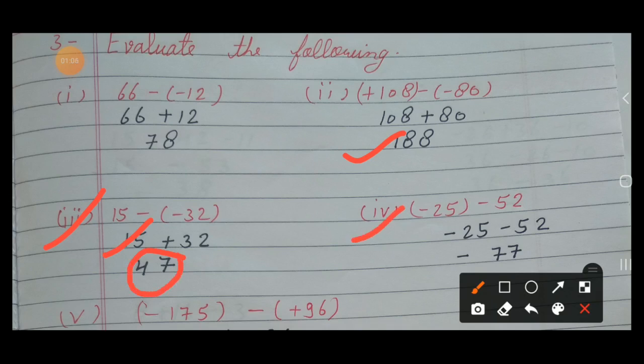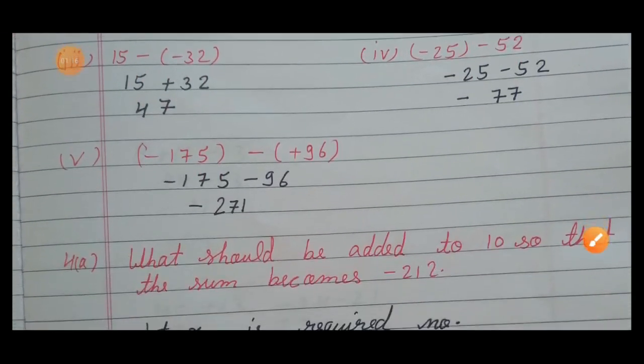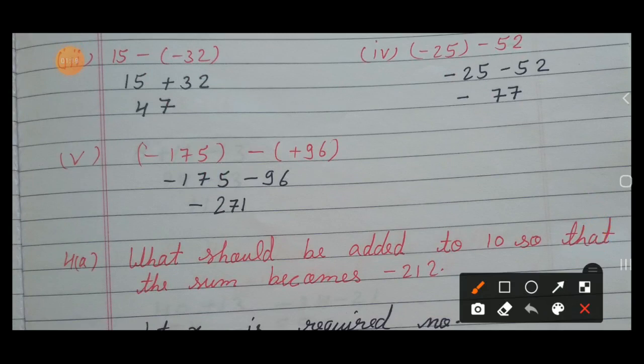Minus 25 minus 52, both are negative integer. Sum will be a negative integer, minus 77. Fifth, minus 175 minus 96, both are negative, and sum is also negative, minus 271.